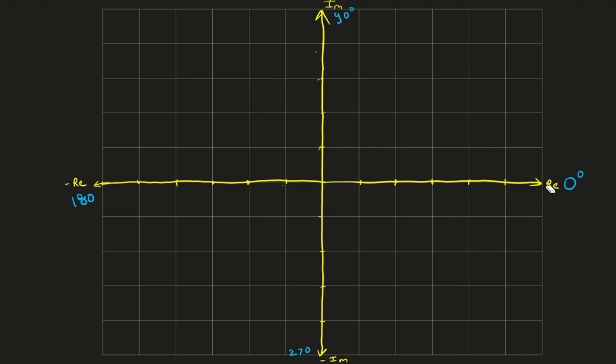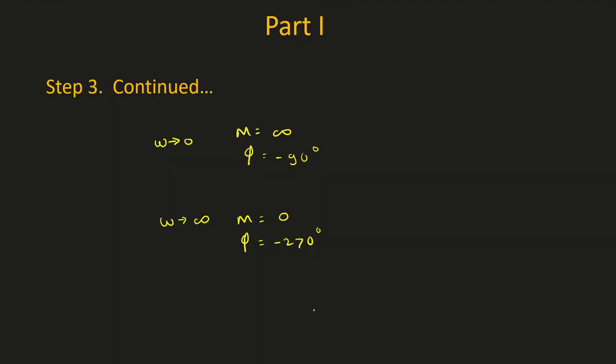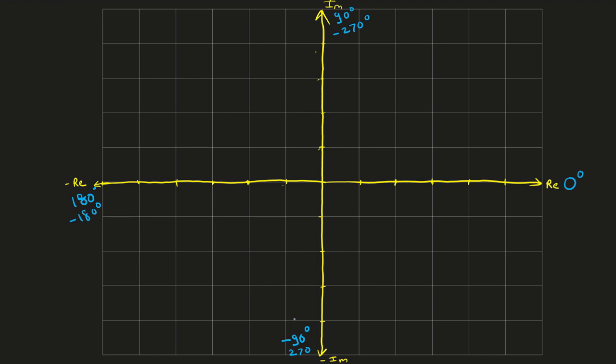So in that case, the 0 degree will be at the positive real axis and the negative imaginary axis will be at minus 90 degrees. The negative real axis will be at minus 180 degrees and the positive imaginary axis will be at minus 270 degrees. So we have magnitude equal to infinity and phase at minus 90 degrees at omega equal to 0, that is the starting point of a Nyquist plot.